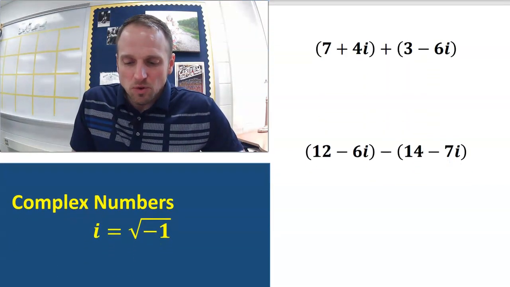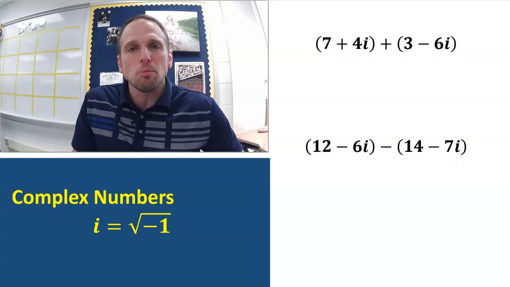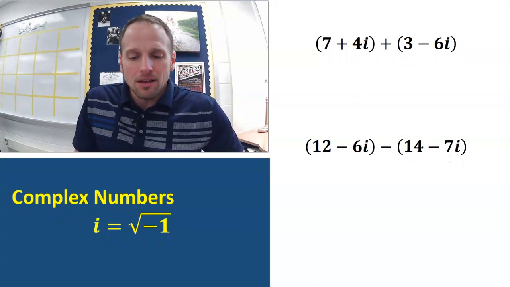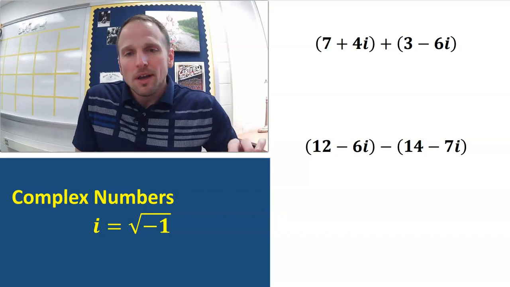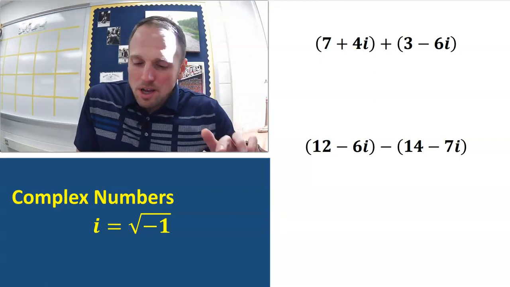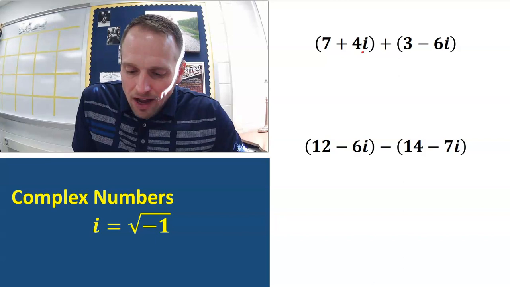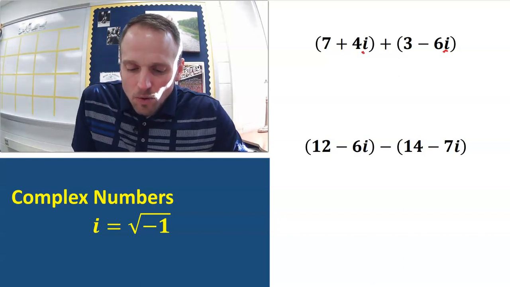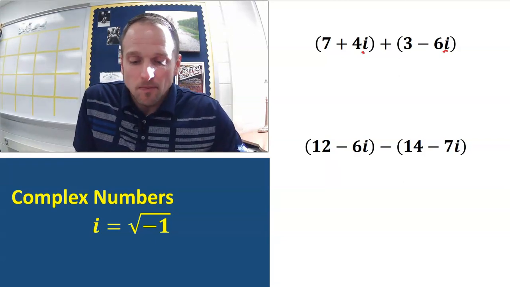So that's pretty easy when we're doing it like that, but what if we get some operations here? What if we're going to add them together? Well, at this point, we're going to kind of treat and think of i like a variable where we can combine like terms. So since this is a plus, all we have to do is combine like terms.